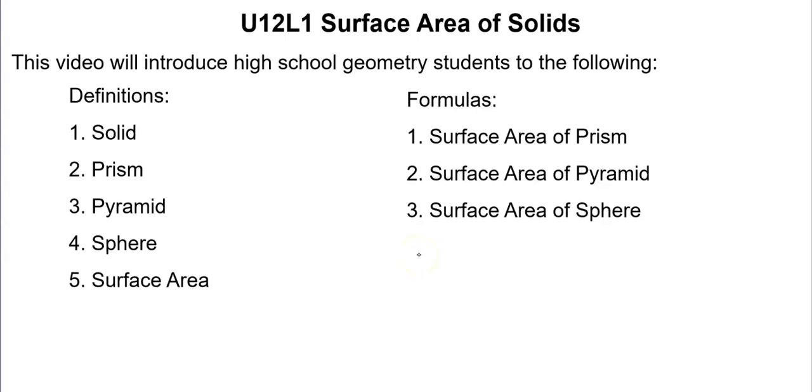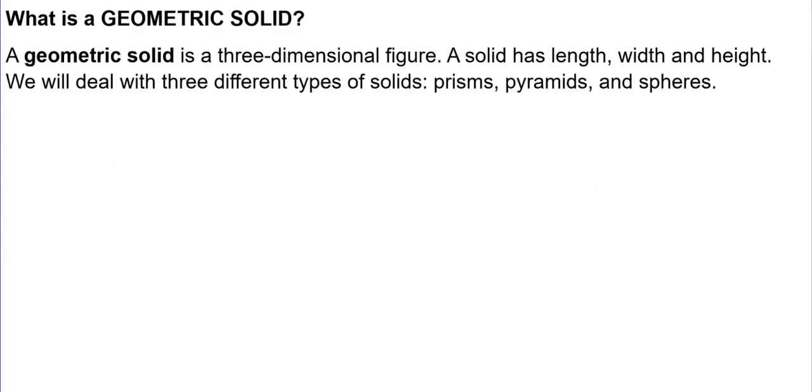Okie dokie, everybody. What we're going to do is take the ideas from that last lesson, finding area of a polygon, and extend that to finding surface area of all of our solids. These are the definitions we're going to talk about in this video. I'm going to tell you what a solid is, and the three solids we're going to talk about are prisms, pyramids, and spheres. I'm going to talk about surface area. And then I'm going to give you the formulas to find the surface area of a prism, a pyramid, and a sphere.